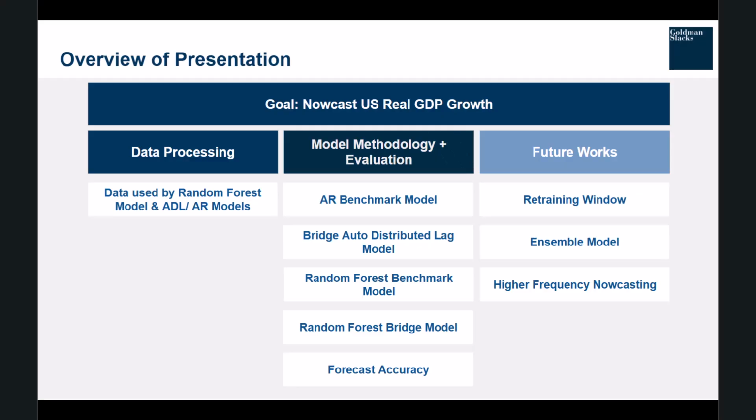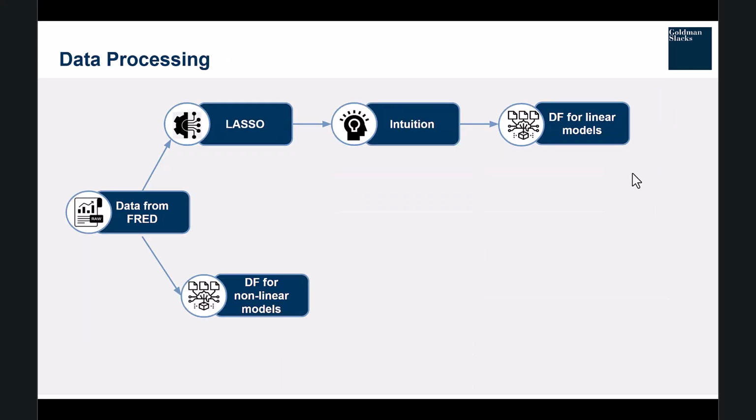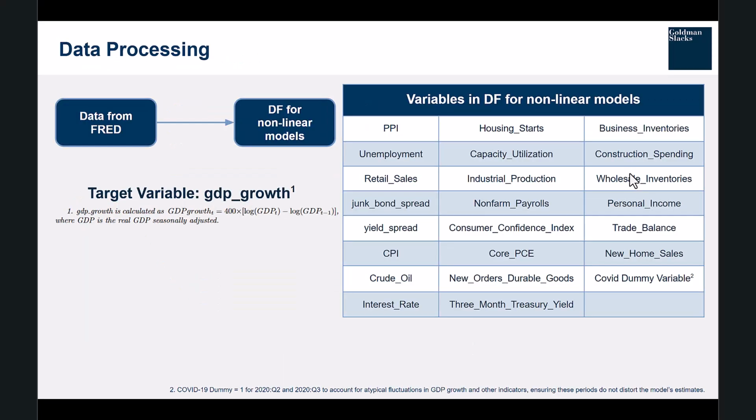The goal of this presentation is to walk you through our approach to nowcasting the US GDP. Starting with data processing. Through economic intuition, we created a list of 22 indicators that we think are of importance when predicting GDP growth. We then fetch data on these indicators from FRED-MD by calling their API. This goes into a DF that will be used by our non-linear models.